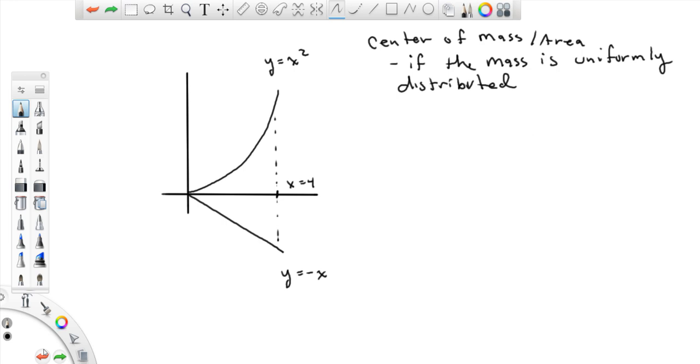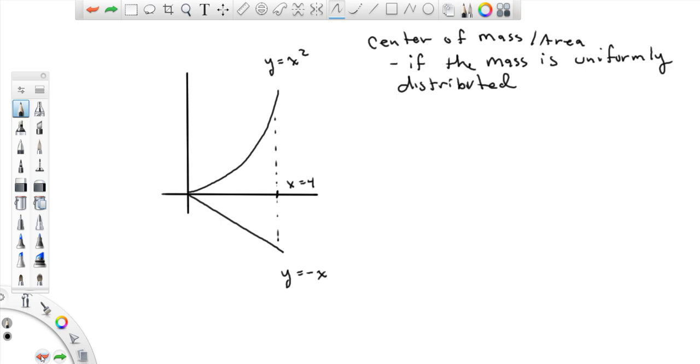So what that means is you can calculate the center of area and the center of mass will be at that location. So what we're going to do here is consider this area bound between y equals x squared and y equals minus x out to x equals 4. So that's this stuff right in here. And we're going to calculate the center of area of that geometry.